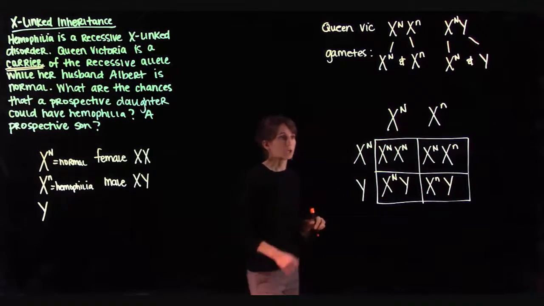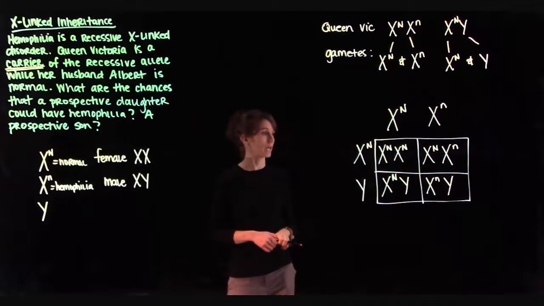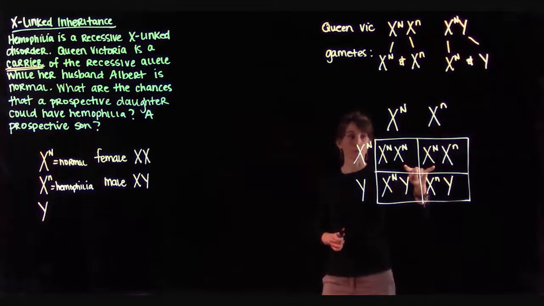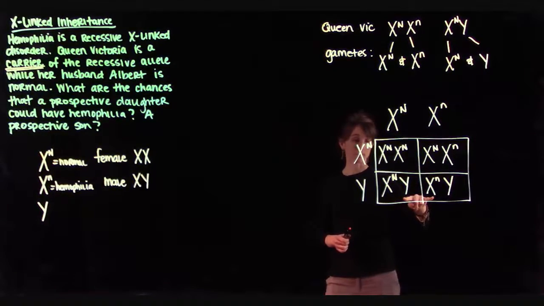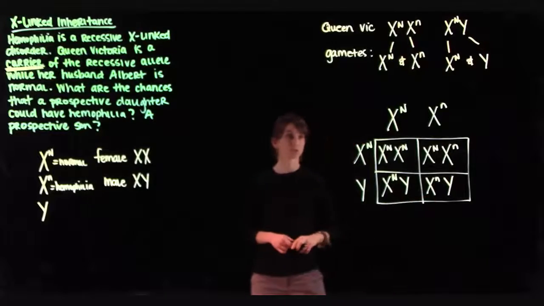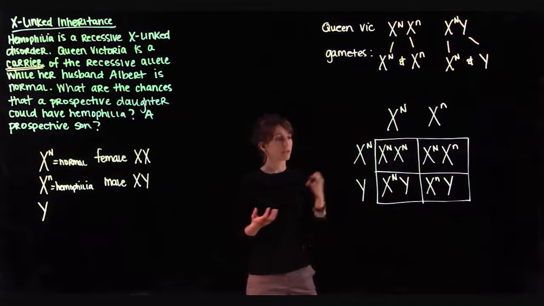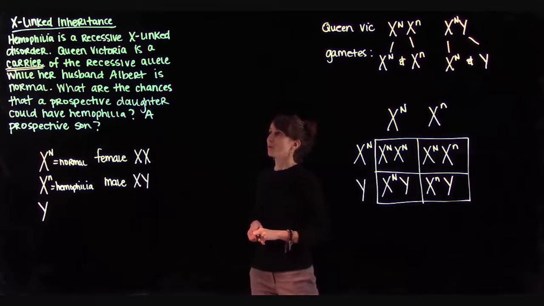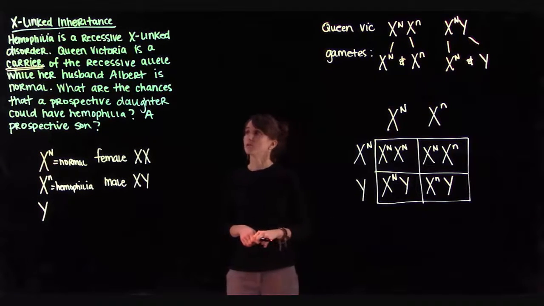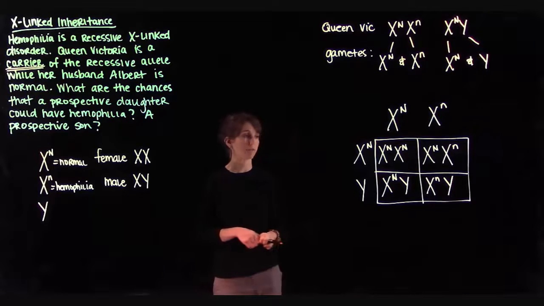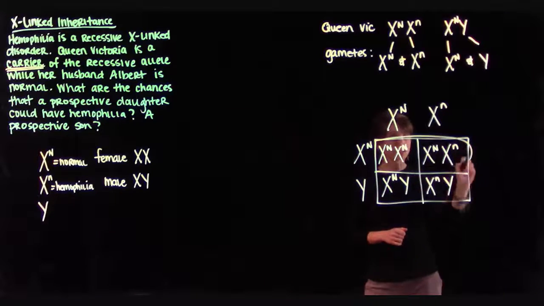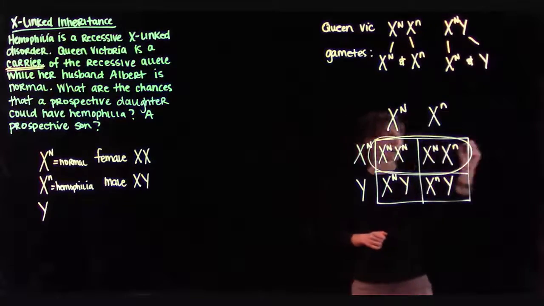Now, before we look at the specific alleles that they contain, we can already see that two possibilities here are for females, XX, and 2 out of 4 possibilities are XY for male. So there's a 50% chance of having a female and 50% chance of having a male, having a boy. But the question is asking, what are the chances that a prospective daughter could have hemophilia? So we'll focus for the first part just on these two boxes, since these are the daughters.